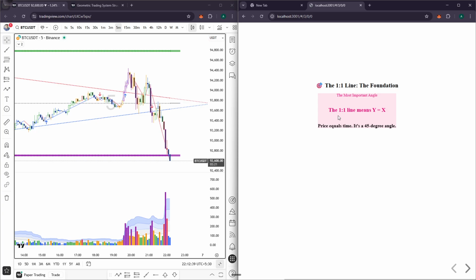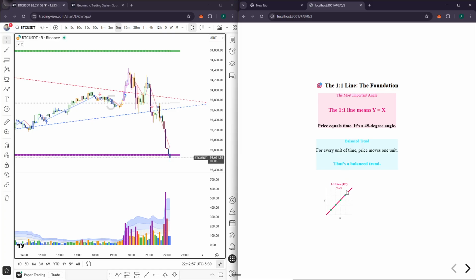It's the most important angle, and one by one means y equals x. That means price equals time, and it's a 45-degree angle. It shows the balanced trend: for every unit of time, price moves 1 unit, and that's a balanced trend.